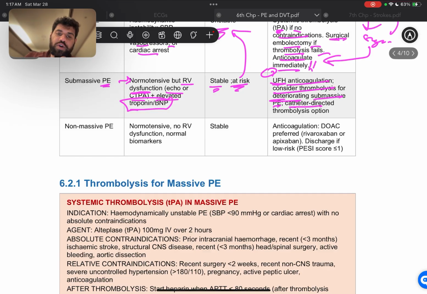Now, in non-massive PE, the patient is normotensive, no right ventricular dysfunction is seen, and biomarkers are normal. The patient is stable and not at risk of going into submassive or massive or deteriorating further. So in this, we just give them DOACs. All right. And discharge if low score, that means PESI score is less than or equal to 1.